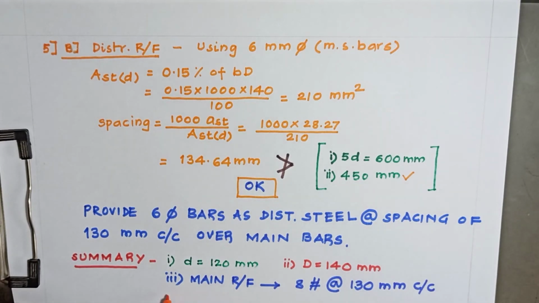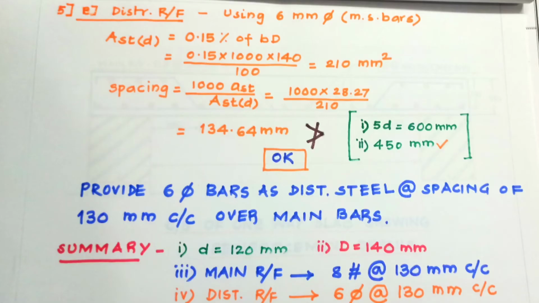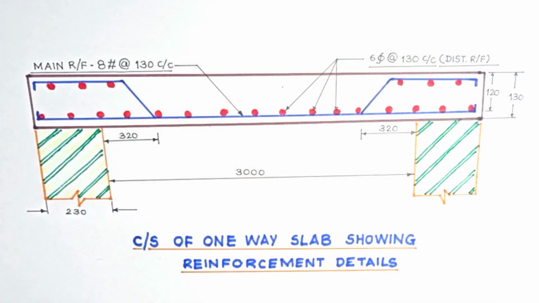and the distribution steel, this is 6.5 at 130. This has nothing to do with this 130. For this particular example, it has come the same. It doesn't mean that the spacings are the same. C/C. Let us draw the cross section of the one-way slab.